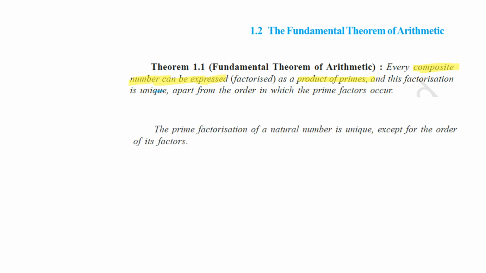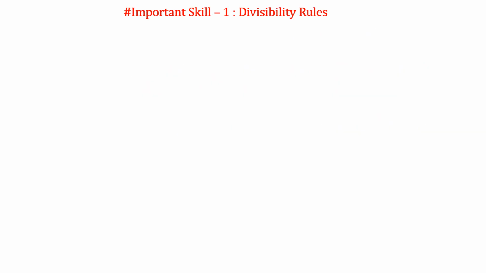Okay, and let me repeat: the prime factorization is always unique. Yeah, this is a pretty important point. The prime factorization of a natural number is always unique, except for the order of its factors. Okay, now before we start doing some problems, let us once again recall the divisibility rules which we have learned in 6th grade.